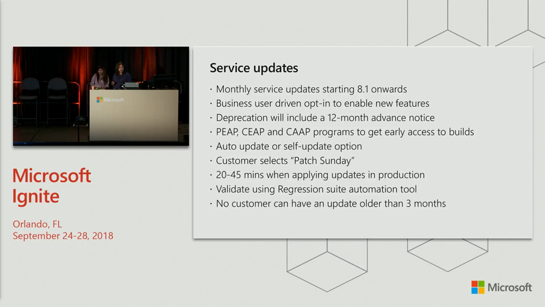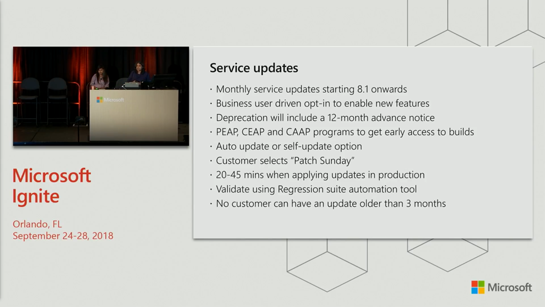Customer selects a patch Sunday, so we have this concept, and I'll go through that a little bit. You can configure exactly when you want your system updated, the time and the weekend really. So it's Friday, Saturday, or Sunday that you can update your system. I'm calling it a patch Sunday, but this is to basically improve predictability overall in when you get your updates. So that is something that we will do.